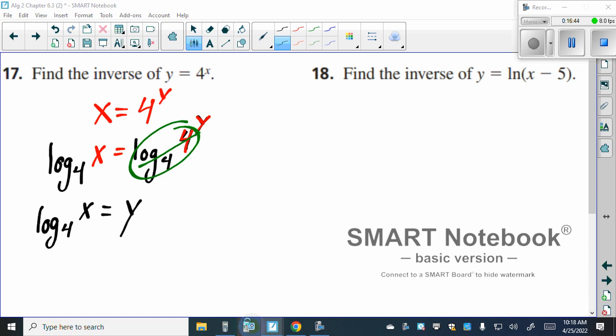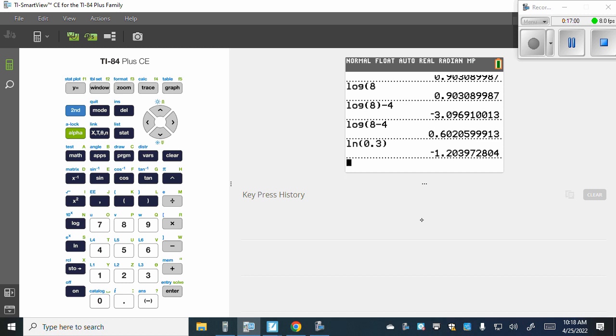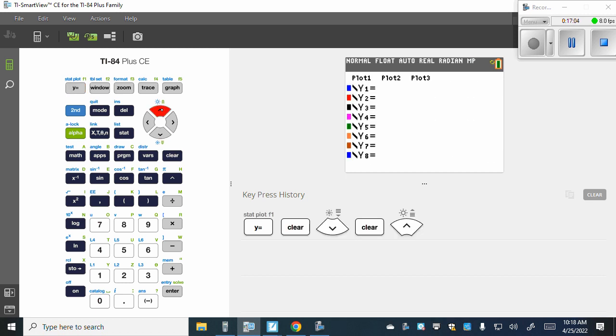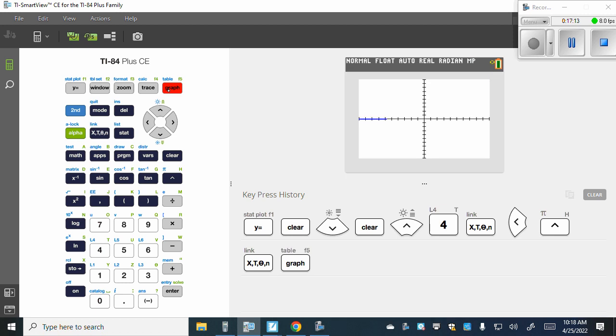I want to pull up the graphing calculator. And we'll graph both of these here to see that they are inverses and how this works. So, clear this, clear this. So the first function we had was 4 to the x. Graph this function. So this is our graph.